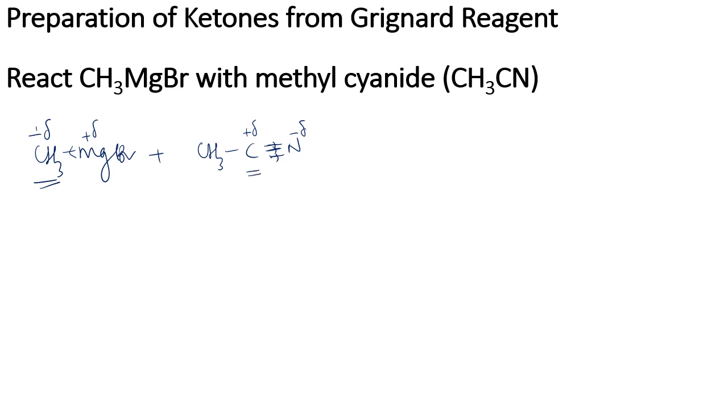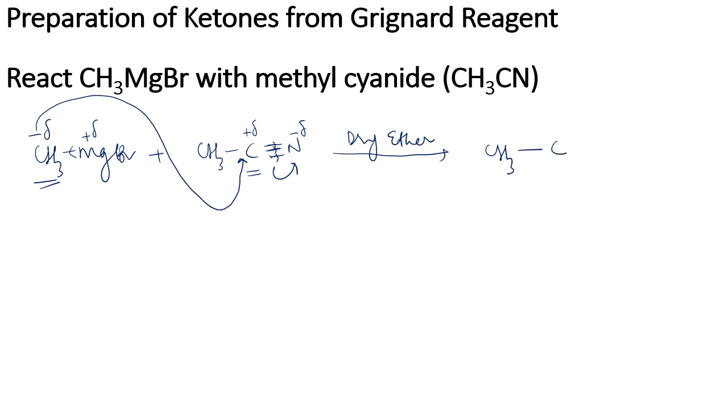So what will happen is the minus charge will attack the plus charge, and when you make one, you break one. And on the arrow, we will have a similar condition, that is dry ether, which will complete the equation. CH3 has attacked the carbon which is connected to another CH3, and now the triple bond will change to a double bond with nitrogen, MgBr. So I hope you can correlate these structures.